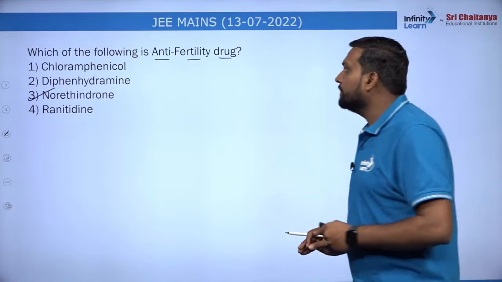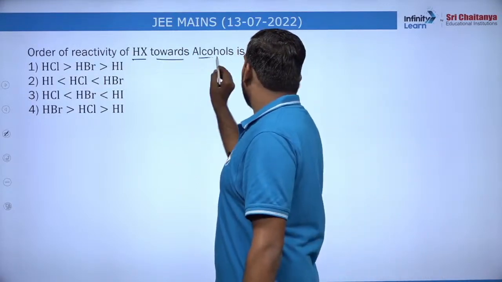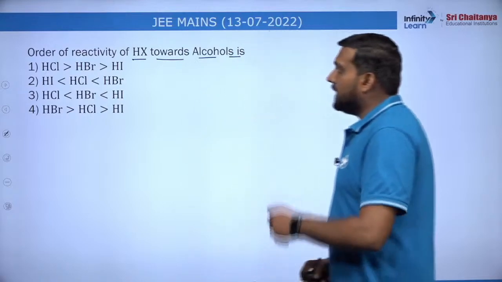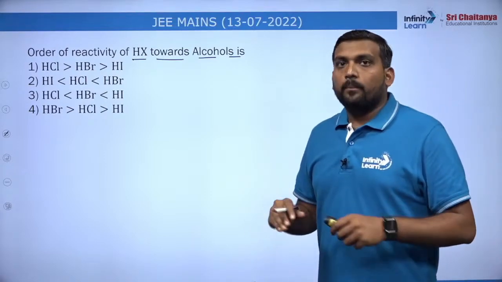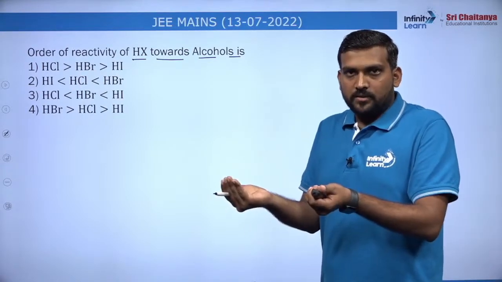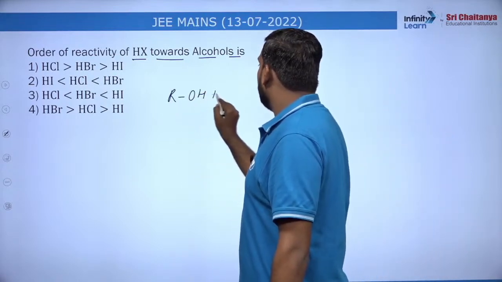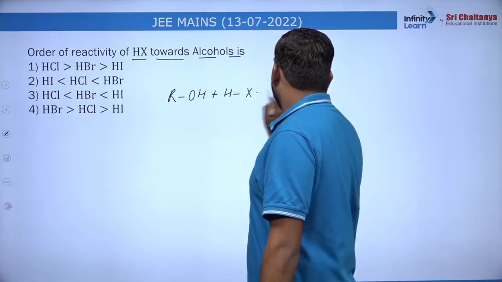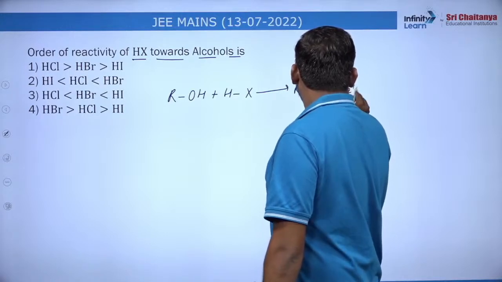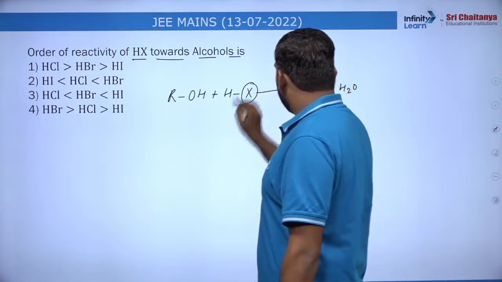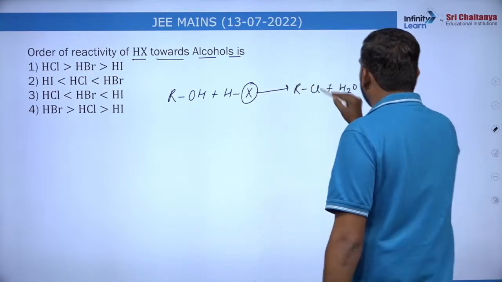Okay, there is nothing new. Going for the next, order of reactivity of HX toward alcohol. So when HX reacts with the alcohol, the better the leaving group is, the easier the reaction rate will be. Because the reaction is something like this: ROH reacts with HX and gives RX and water. It will be X here.